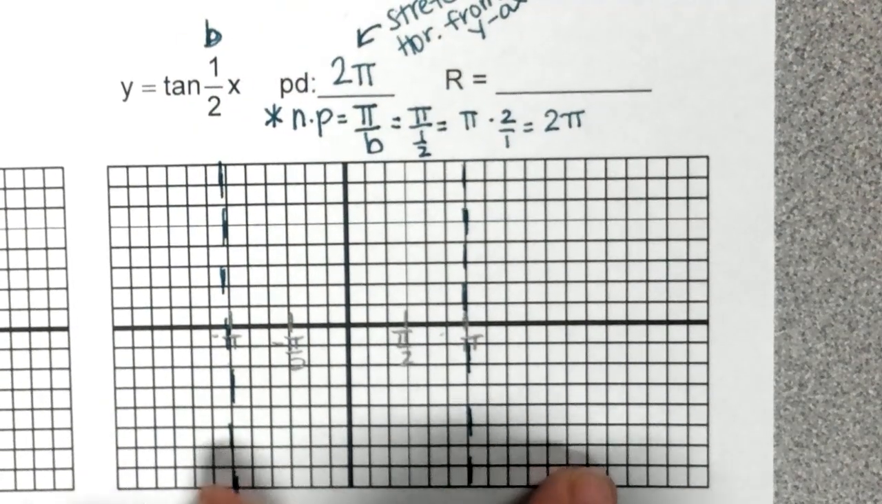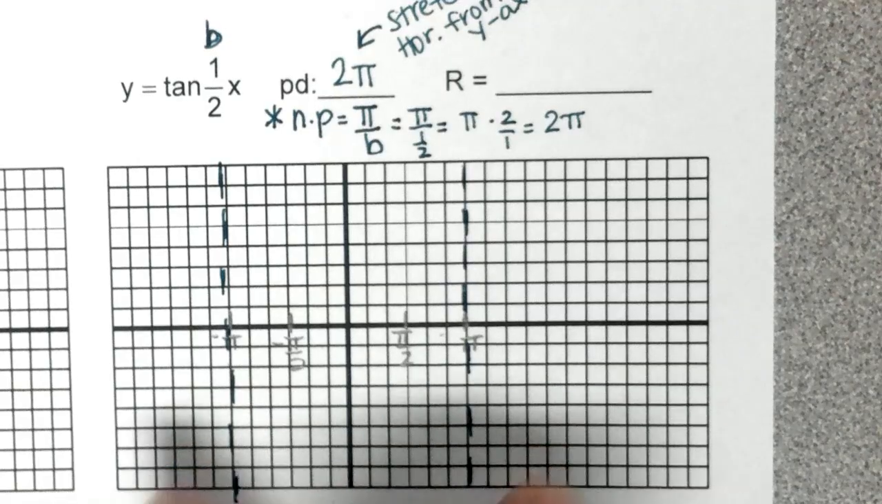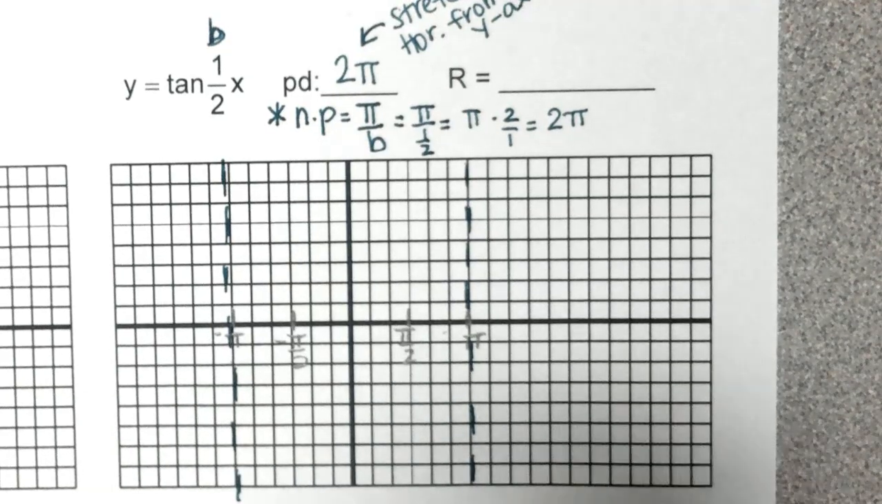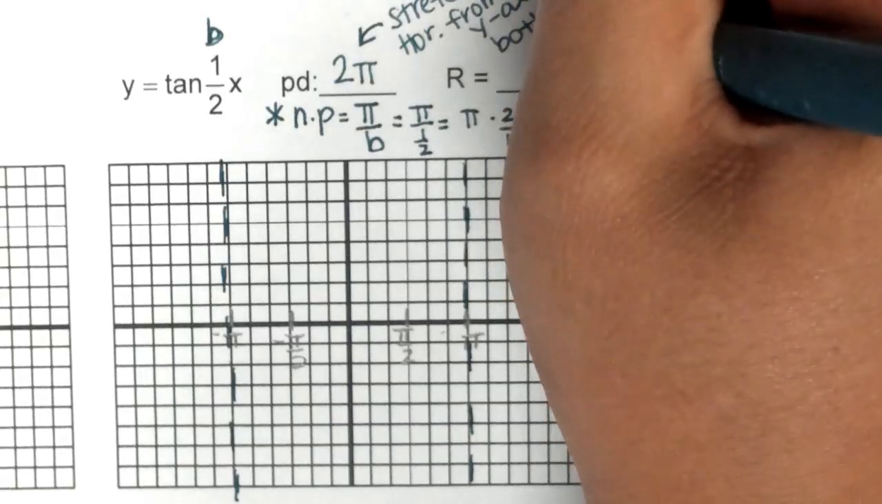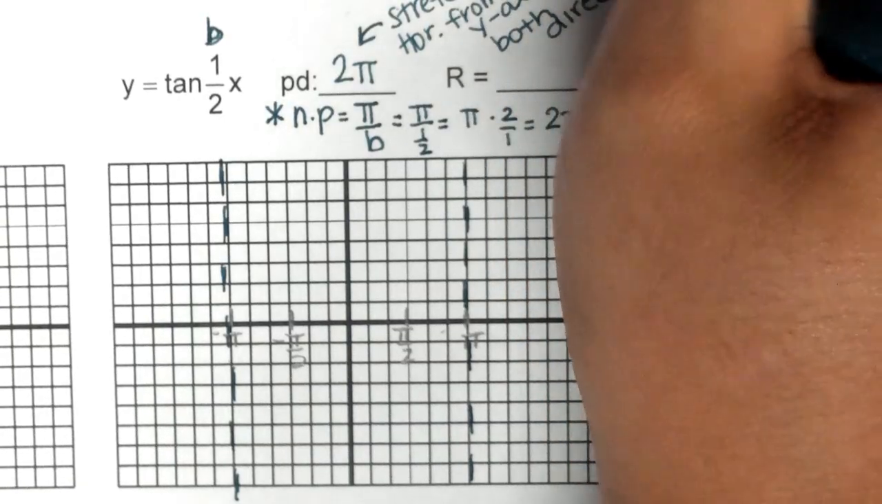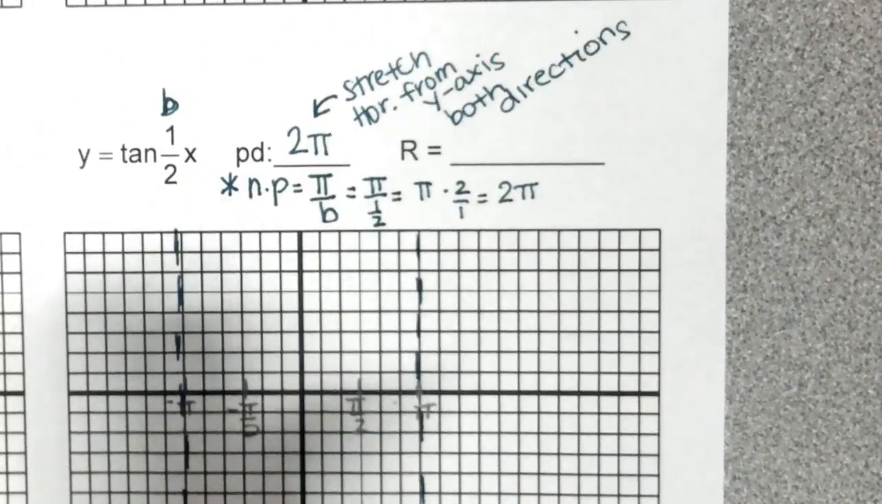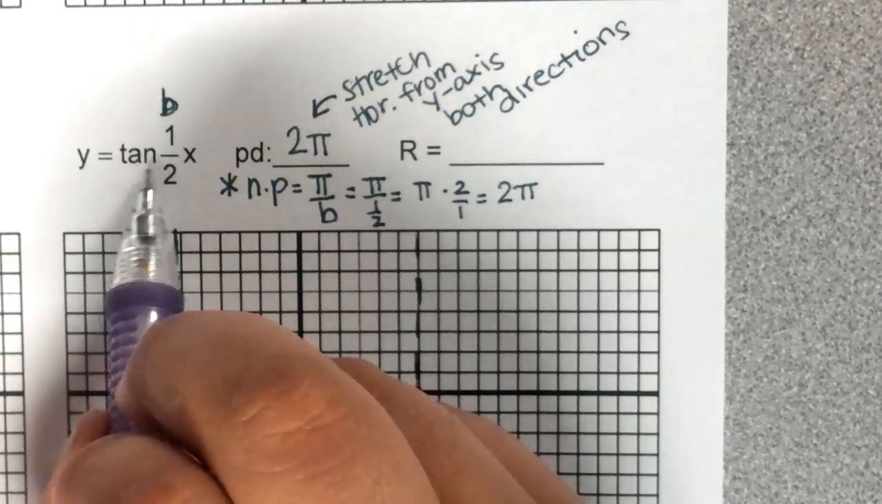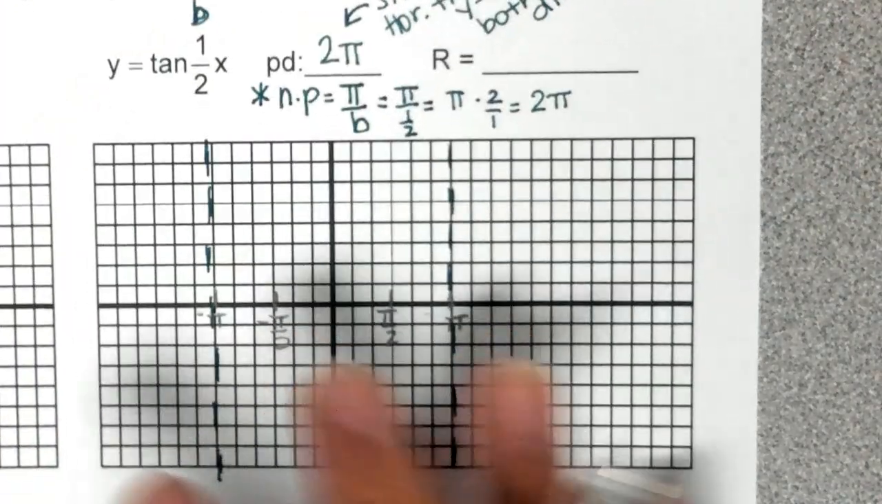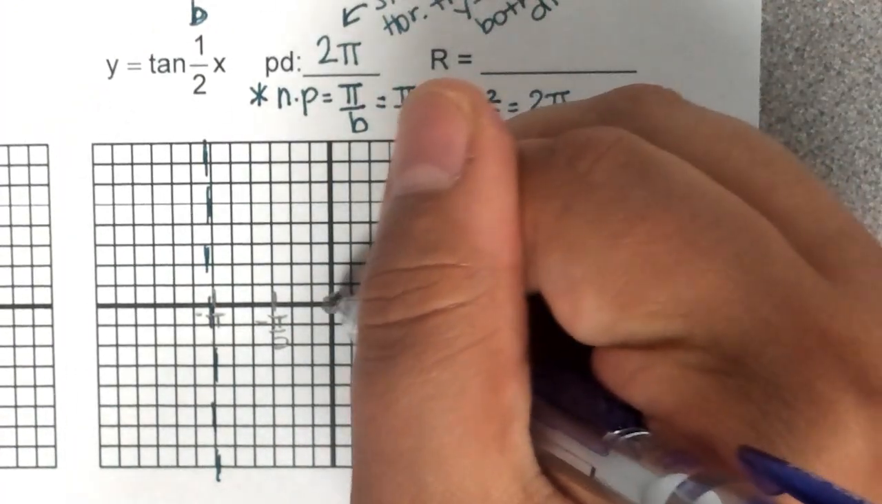So this stretches both directions. So stretch horizontally from the y-axis in both directions. Everything else just stretches to the right, but not tangent. Now this is the only transformation. We have nothing else, so I'm going to go through 0, 0.